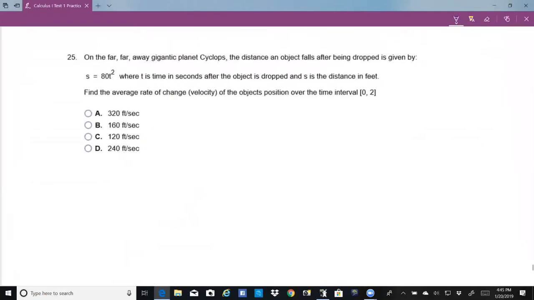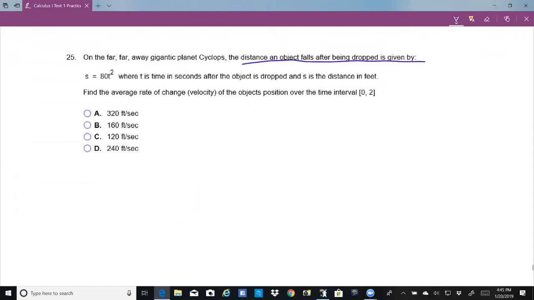Now, we have a gigantic planet, Cyclops, far, far away. The distance an object falls after being dropped is given by S equal 80t squared. Notice on Earth, S would be 16t squared. T is the time in seconds after the object is dropped, and S is the distance in feet.